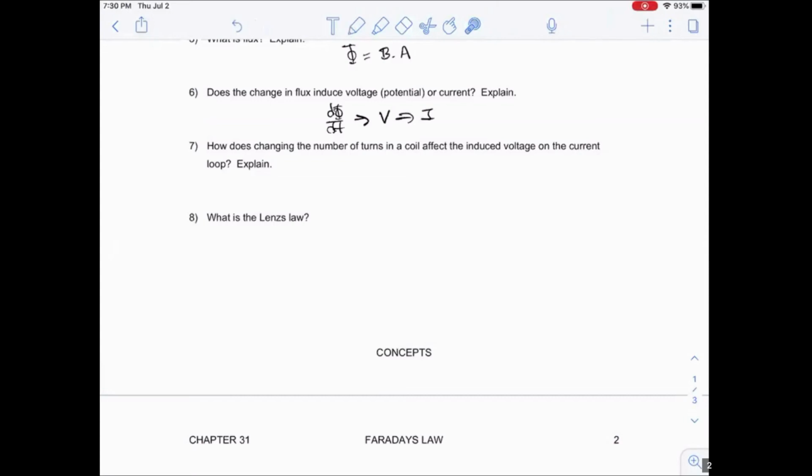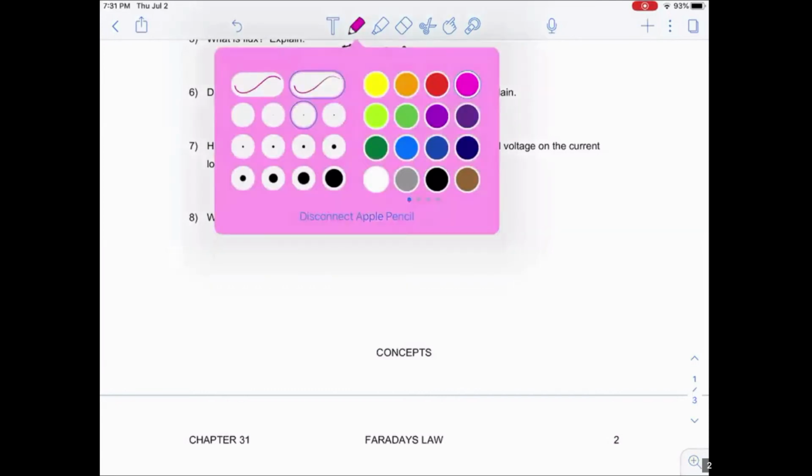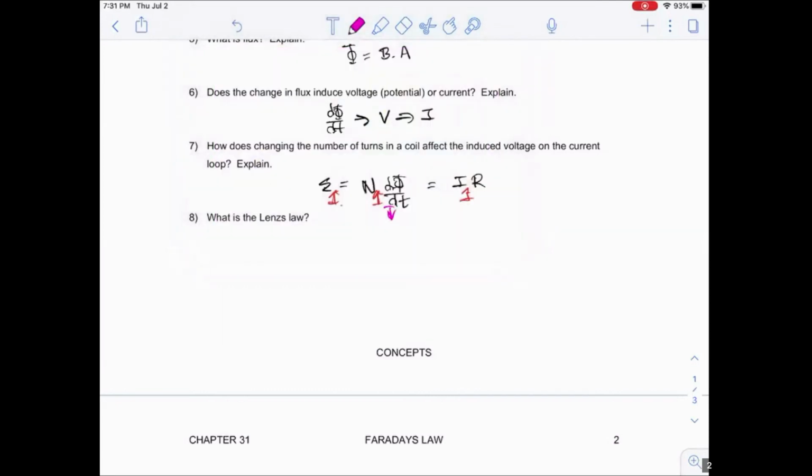So how does changing the number of turns in a coil affect the induced voltage and the current? This is the change in flux for a single coil. By increasing the number of turns, you can actually increase the voltage. In this case, we're using epsilon. And in doing so, you can also change the current. Increase the number of turns, voltage goes up, the current goes up. Reduce the number of turns, voltage goes down, the current goes down.